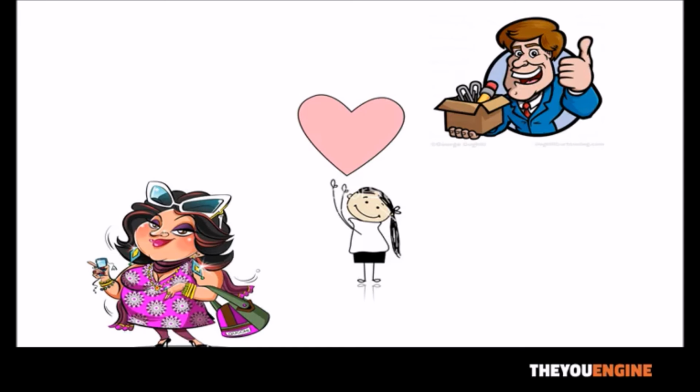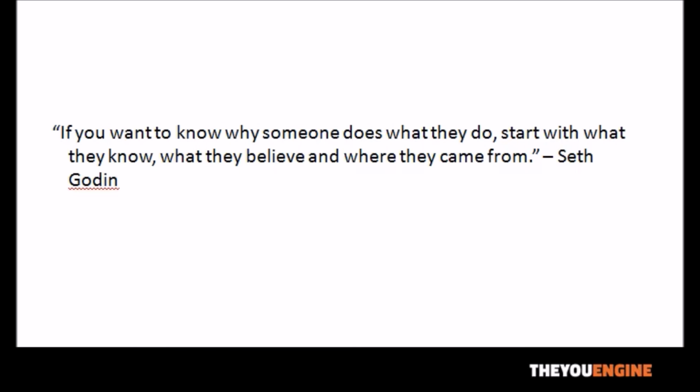The truth is, empathy is a skill and you gradually hone it until it starts coming naturally to you. Like Seth Godin says, if you want to know why someone does what they do, start with what they know, what they believe, and where they came from.